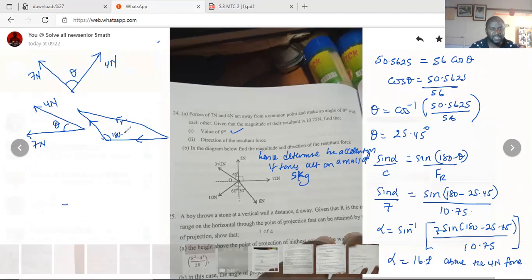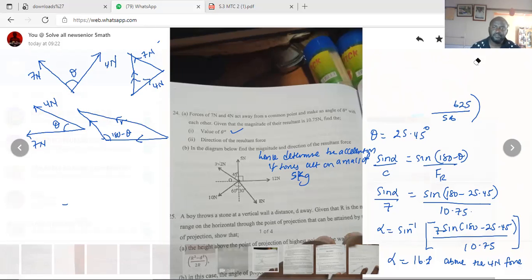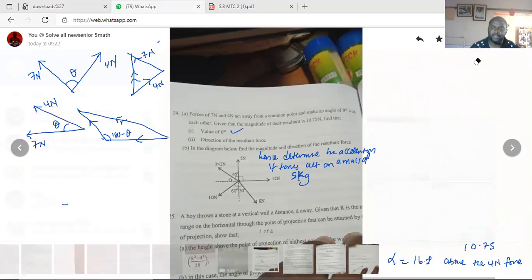Then this would be 180 minus theta. Then for this other one, you would draw it like this, with, for example, the 4 newton, then you follow it with the 7 newton, and then you follow it with the resultant there. So if the question is open, like you've said, madam, it is okay. As long as you draw the correct appropriate triangle, you'll always get the right answers. Okay? Any other question on that? So if no further question on that part, let us go to part B.